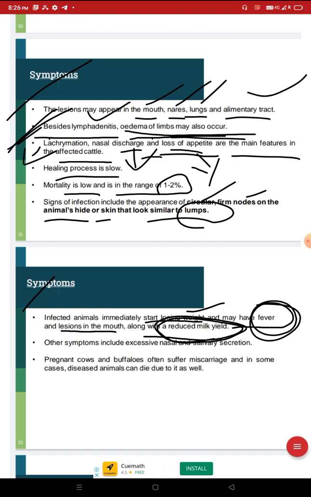Other symptoms include excessive nasal and salivary secretion. We have already studied.